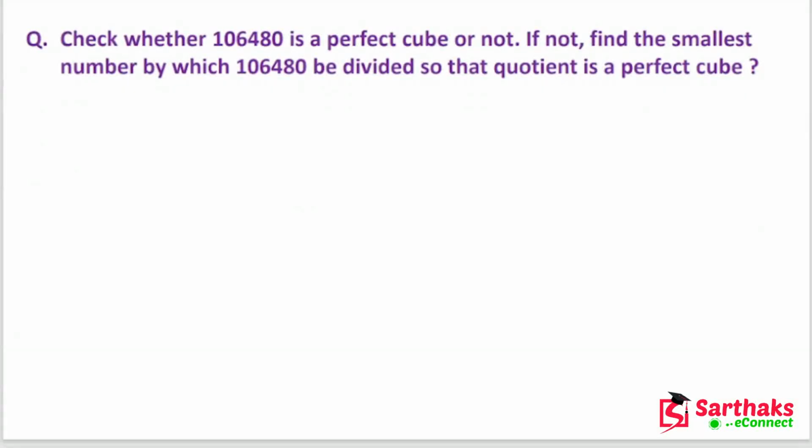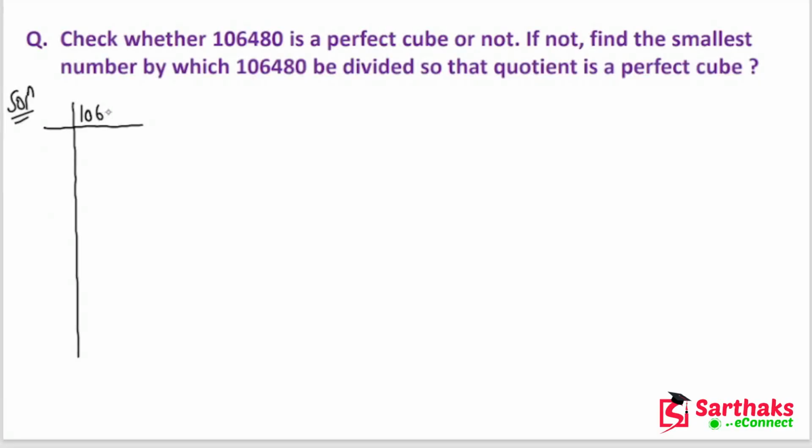It says, check whether 106480 is a perfect cube or not. If not, then find the smallest number by which this must be divided so that the quotient is a perfect cube. According to the question, it seems that it is not a perfect cube. So let us first check it. The only method to do so is the prime factorization method.